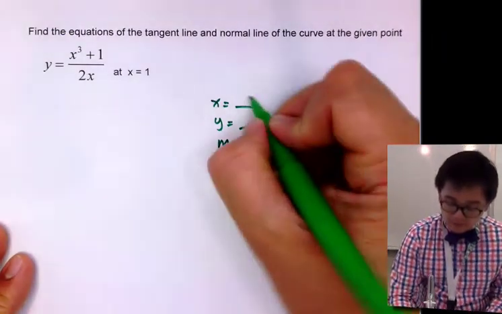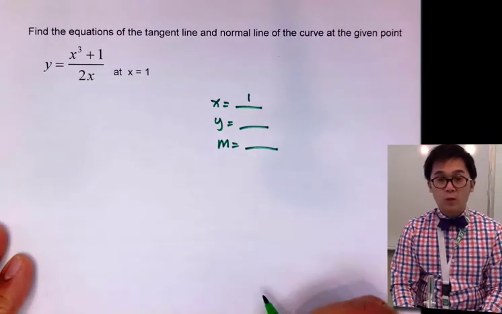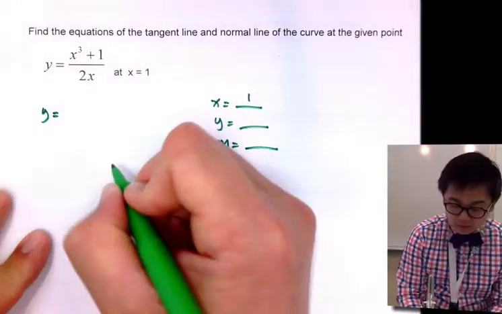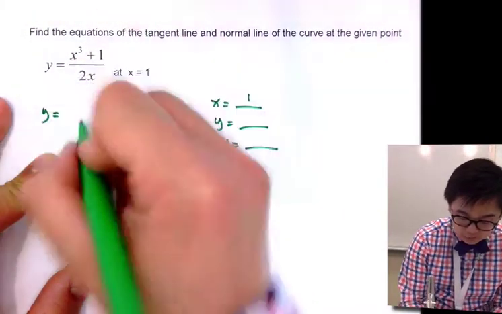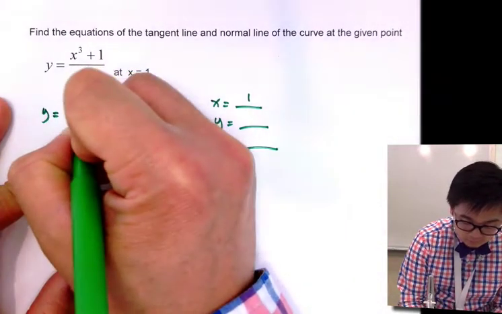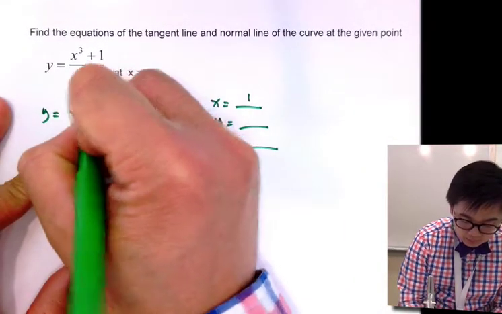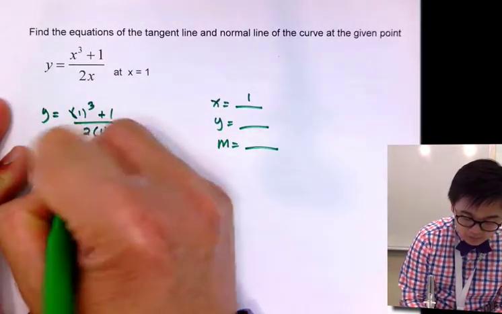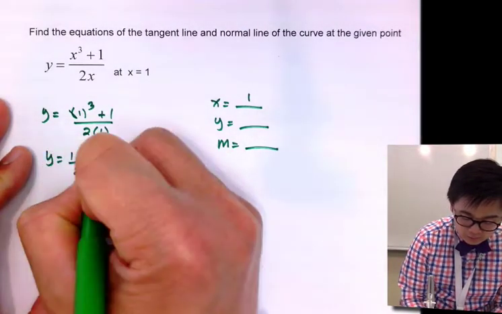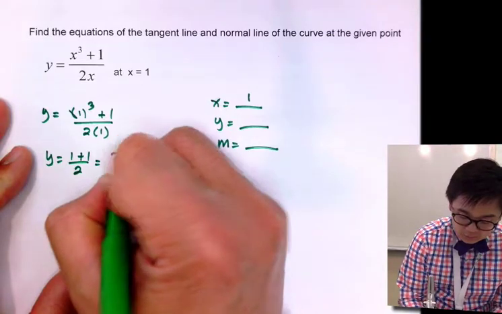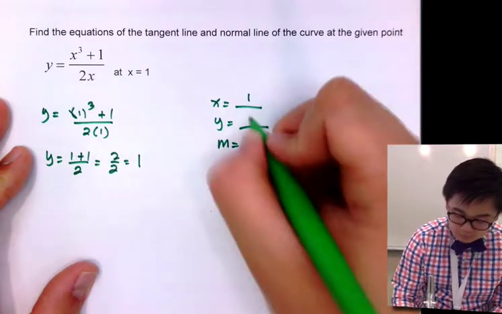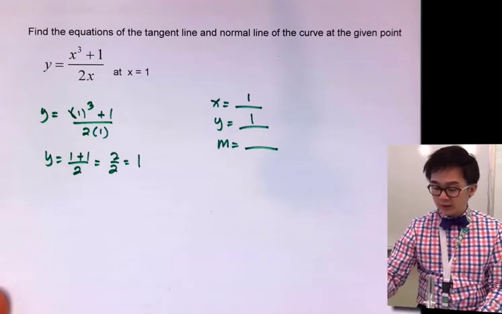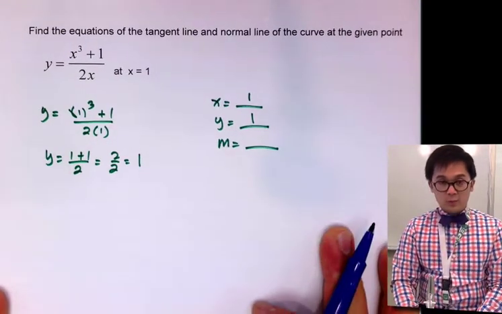Now, x is given, y is not given, so to find y, all we need to do is to substitute the value of 1 into our equation. So we have 1 cubed plus 1 all over 2 times 1. So we'll have 1 plus 1 all over 2, which gives us 2 over 2, which is 1. So we have x and y already. Now we just need to find the slope.